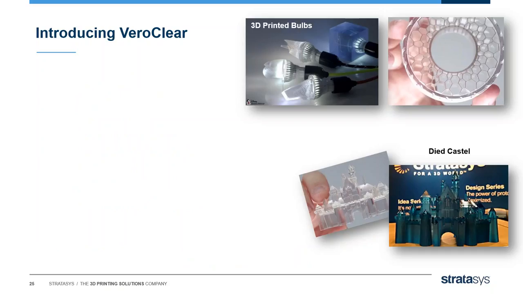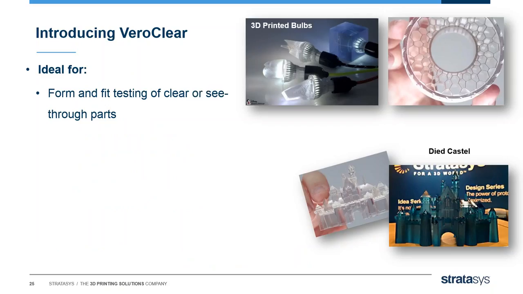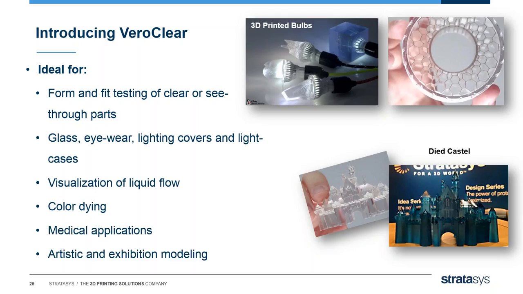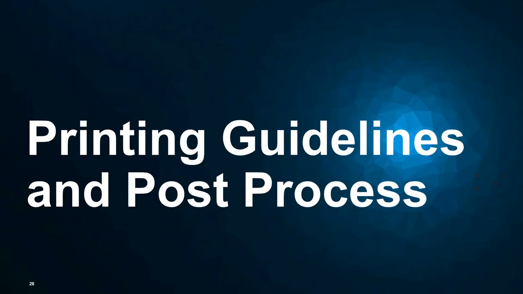The next page is talking about some very nice examples to use Vero Clear. This is ideal for form and fit testing of clear or see-through parts: glass eyewear, lighting covers, light cases, visualization of liquid flow, color dyeing and medical applications, and artistic and exhibition modeling. Of course, Vero Clear does not come out of the printer in this polished and completely transparent state. So we need to talk about how to make it, and therefore we have some printing guidelines and post processes.